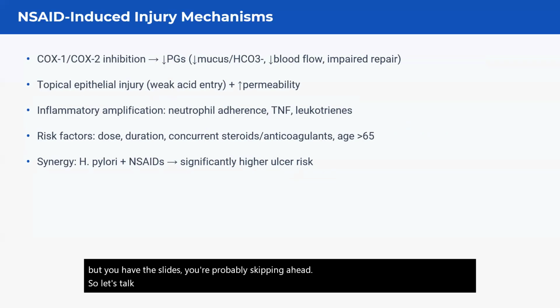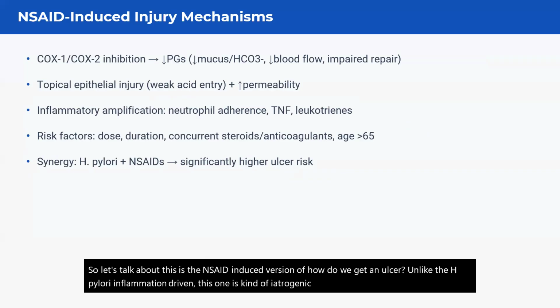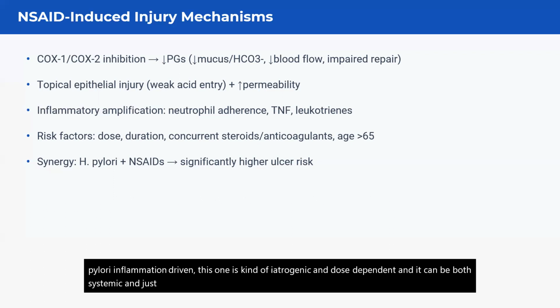This is the NSAID-induced version of how do we get an ulcer. Unlike the H. pylori inflammation-driven, this one is kind of iatrogenic and dose-dependent, and it can be both systemic and just local. So the first mechanism we need to look at here is COX inhibition and prostaglandin depletion.